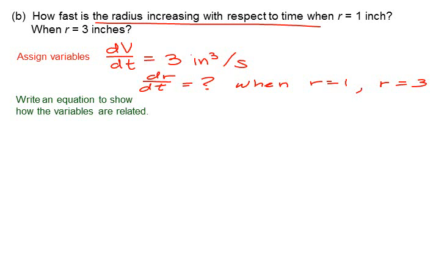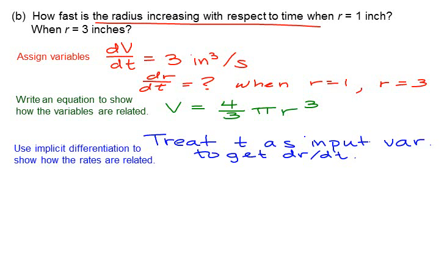Next, we write an equation relating the variables in some way. So we'll use the equation for the volume of the sphere again. Notice that time is still not part of the equation. Don't worry, you'll see how to deal with that in the next step. In our implicit differentiation step, we need to find dr/dt. dr/dt indicates that t is the input variable, so when we take the derivative, both the V and the r will require the chain rule.